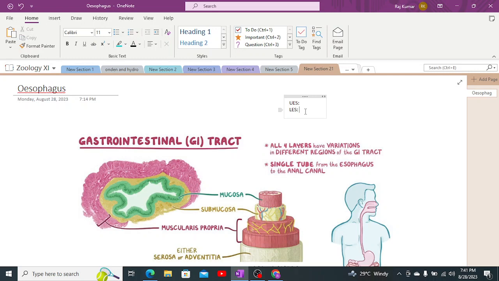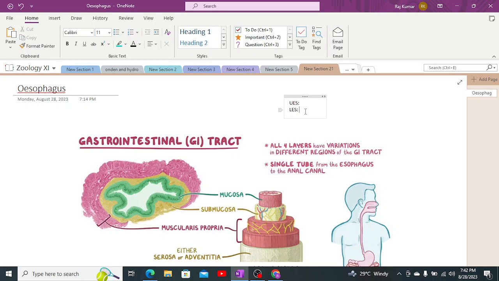So when the muscles of the lower esophageal sphincter are contracted, the lower esophageal sphincter is closed, due to which it prevents the backflow. It prevents the acidic reflux of the stomach from entering inside the esophagus. And when does that happen?